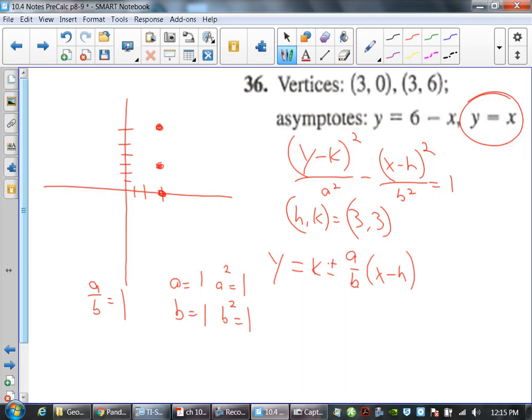Your a squared value is 1. Your b squared value is 1. You have your h and k of both 3s. So just ignore the first asymptote and look at the second half. You can go either way, because remember it could be plus or minus. It's just positive.